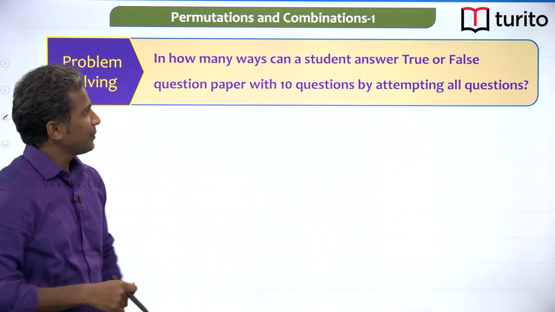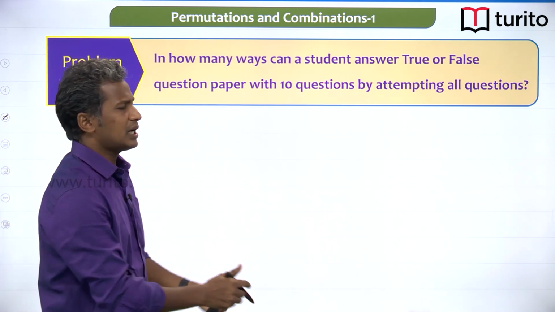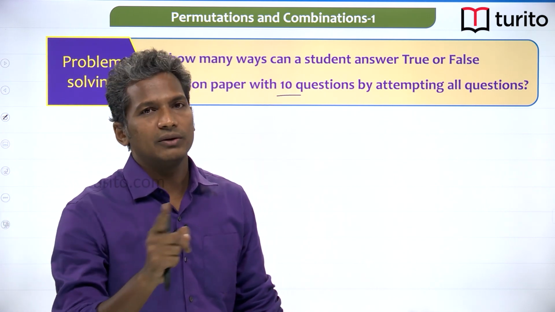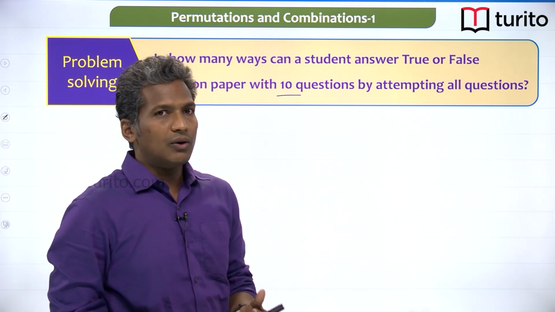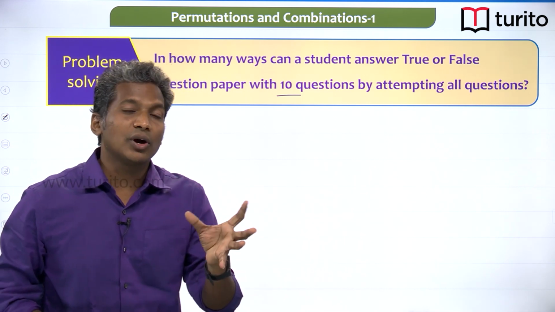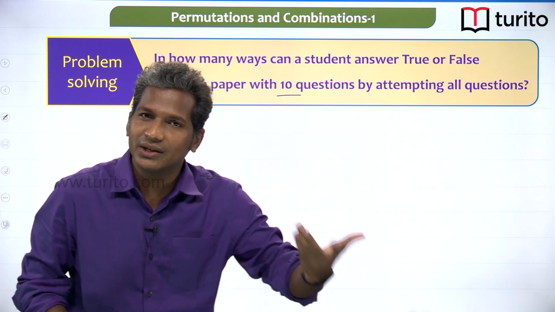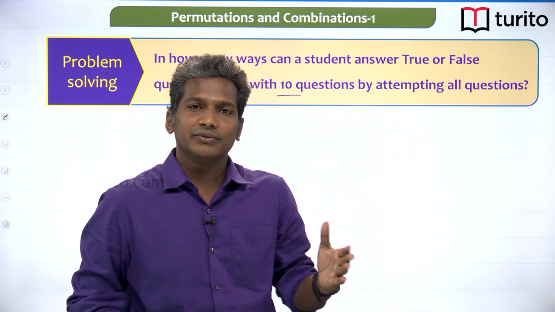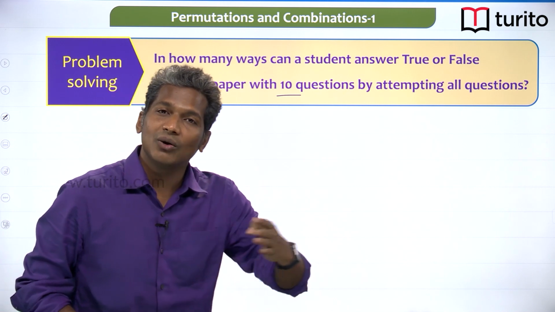So, let us say there is a student who is attempting a paper, and in that paper there are 10 questions and every question has two options, true and false. Now, assuming that the student is attempting all questions and also assuming that the student does not know the answer to any question, because if the student already knows the answer, he will mark the right answer, but here the student is attempting all of them in a random way. So, in how many ways can the student finish attempting?